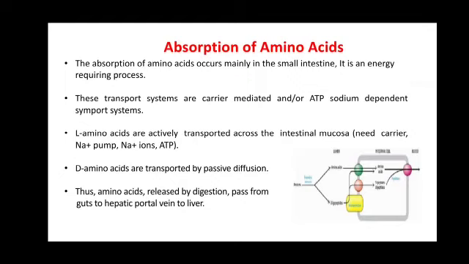So once these proteins are digested to form amino acids, comes the absorption of amino acids. The absorption of amino acids occurs mainly in the small intestine. It's an energy requiring process, and these transport systems are carrier mediated and ATP, sodium dependent import systems. L amino acids are actively transported across the intestinal mucosa, and D amino acids are transported only by passive diffusion.